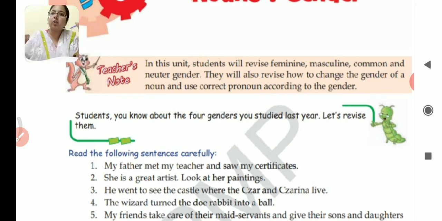For example, if you are talking about feminine gender, then you have to use the pronoun her, she. If you are talking about masculine, he, him. If you are talking about neuter, means for each gender what pronoun will be used, that you learn in this chapter.